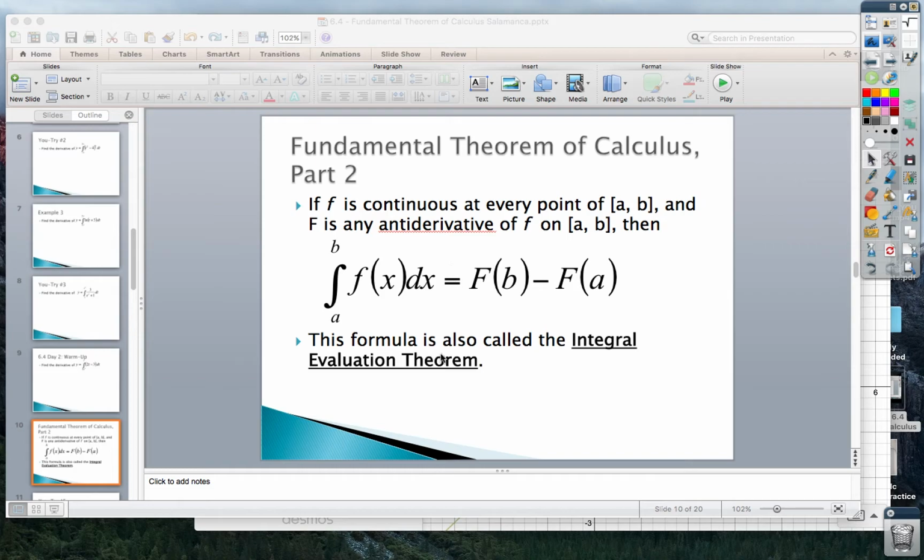This formula is also called the integral evaluation theorem. It basically means if we take that f of x, we integrate it, and we substitute the upper limit, b, into the antiderivative, and we subtract the antiderivative at the lower limit from the upper, you'll have your answer. You're basically just evaluating that. So let's look at some examples.